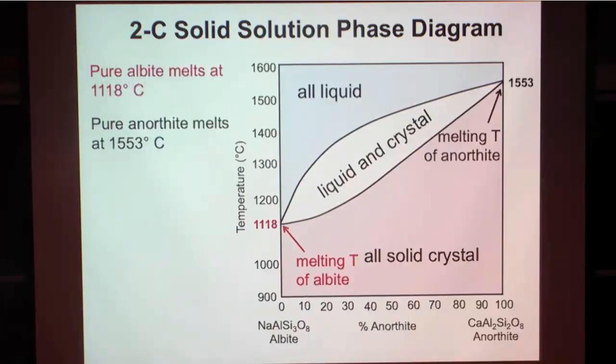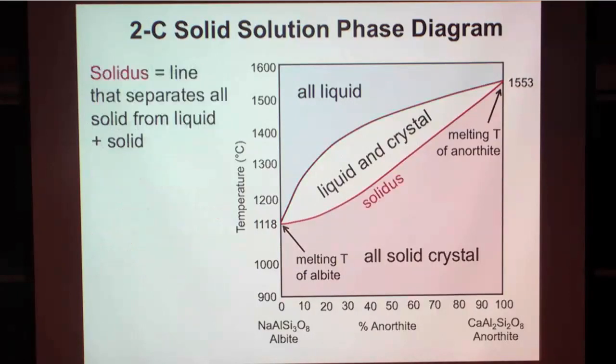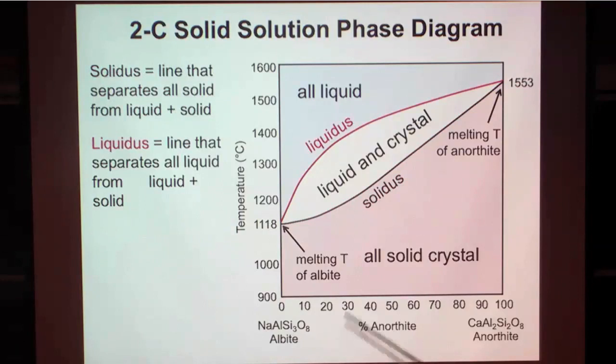And the melting point of the sodium end member, which is not as refractory as the anorthite, has a lower melting point than the end member anorthite, the calcium end member. And in between the two, of course, is the loop that defines the coexistence of the solid and the liquid. And so any composition in between this will not have a single melting point. And so we have the liquidus that defines the line that separates the liquid and the liquid plus solid.